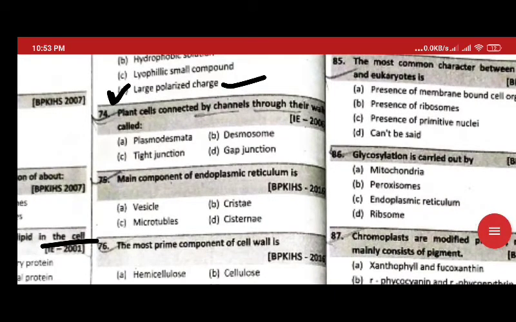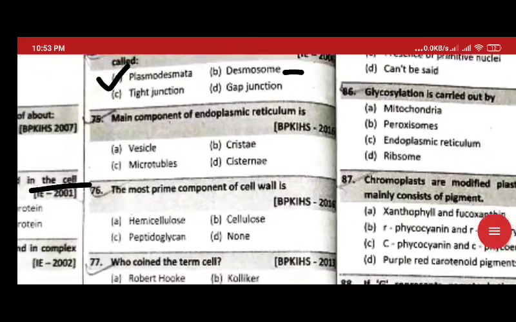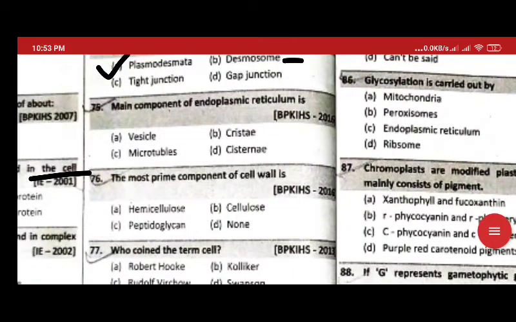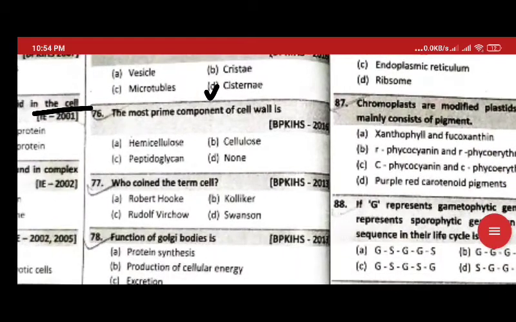Now plant cells connected by channels through their wall are called, so desmosomes is for animals. So plasmodesmata is for plants. Now the main component of endoplasmic reticulum is, main is what? Cisternae. Now 76, we have the most prime component of cell wall is, so cellulose, then hemicellulose, then only we have about pectin. So 76 B is right.